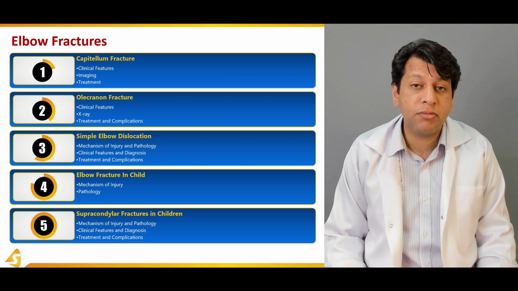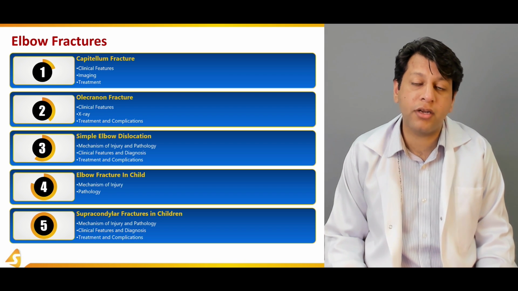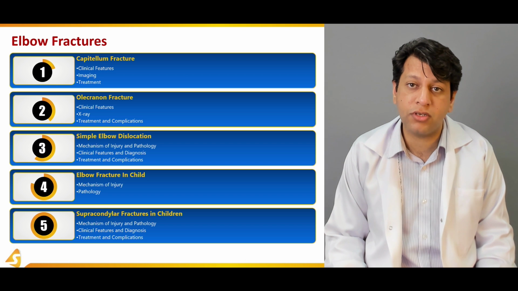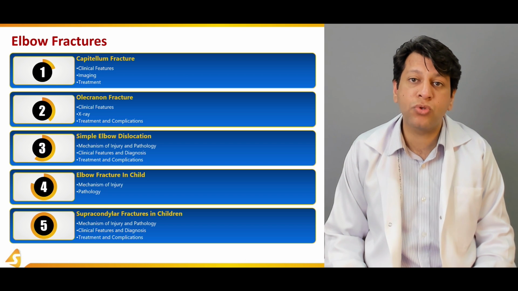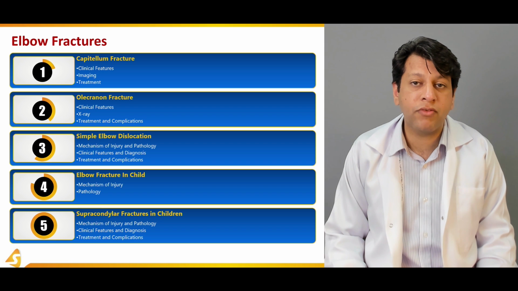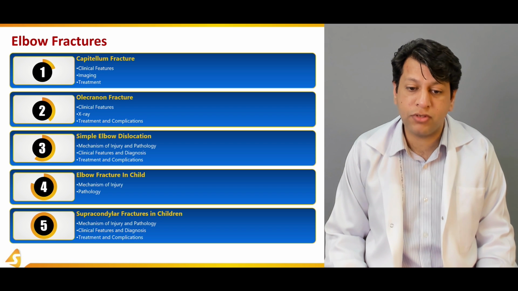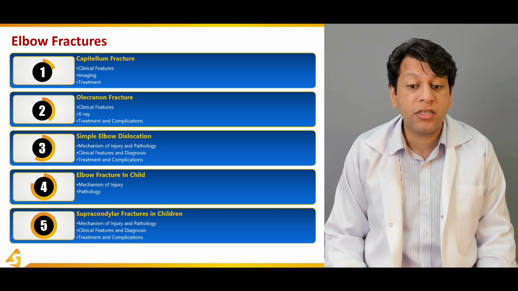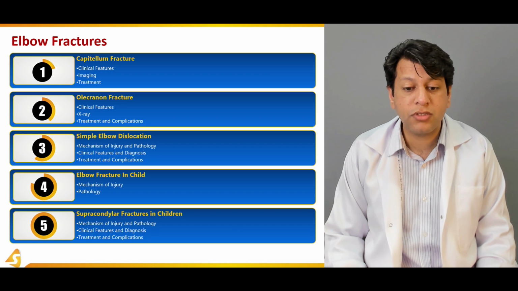In the last section, we'll be discussing one of the most common fracture patterns, that is the supracondylar or the distal humerus fractures in children, which happen to be the most common form of injury around the elbow which occurs in children. We'll be discussing the mechanism of injury, the pathology, clinical features and its diagnosis, along with its treatment and complications.